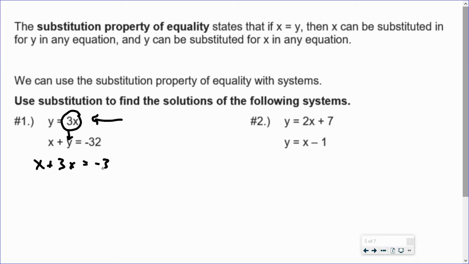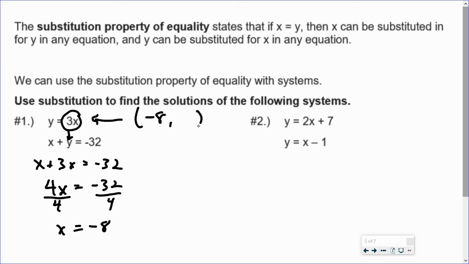Now the advantage to this is now I have one variable. That's all I have, and that's what I really, really want. This is all in terms of x. So I combine those x's. I want to get rid of this 4, but I want to leave the x. So I'm going to divide both sides by 4, and I get -8. So that means my x coordinate is -8.